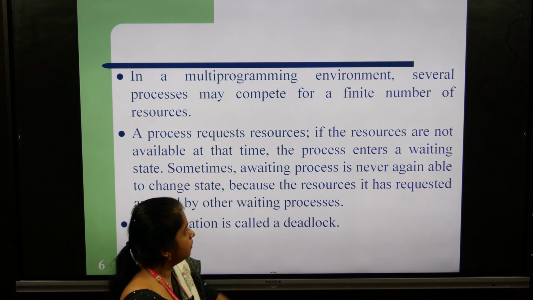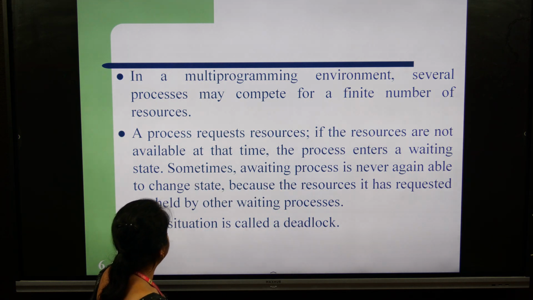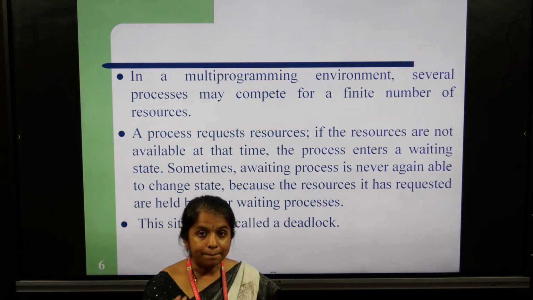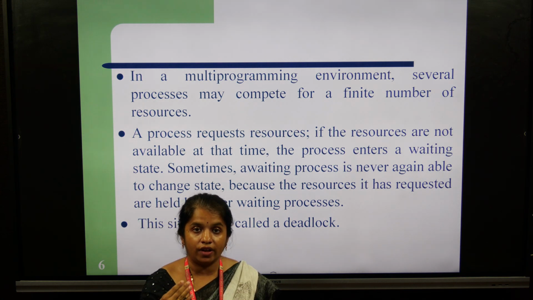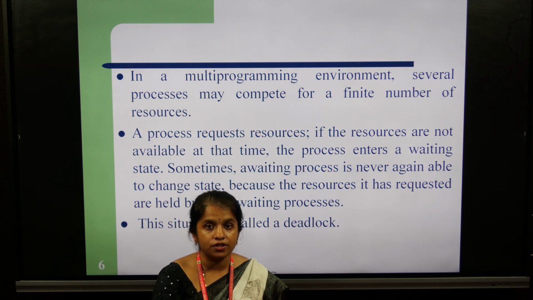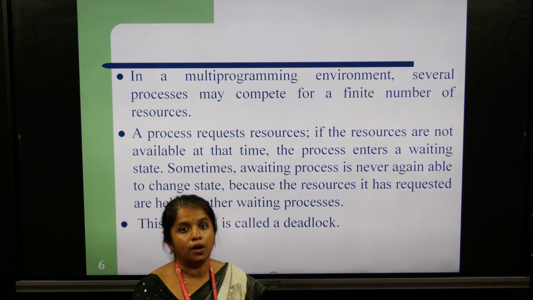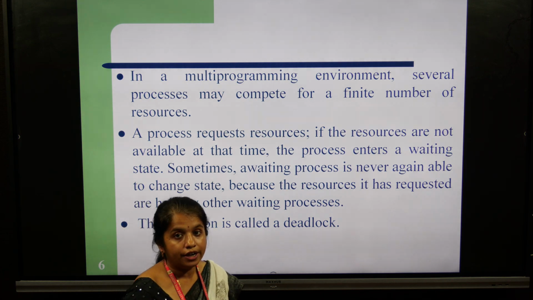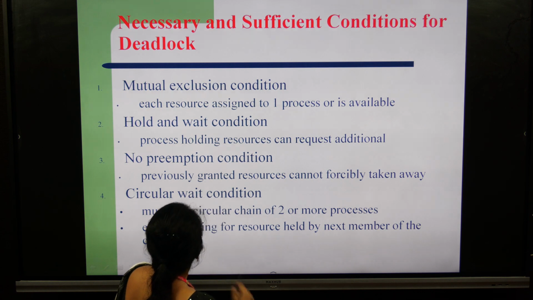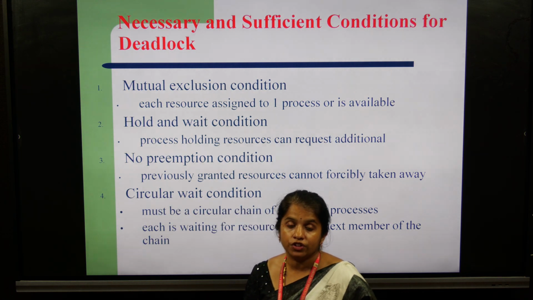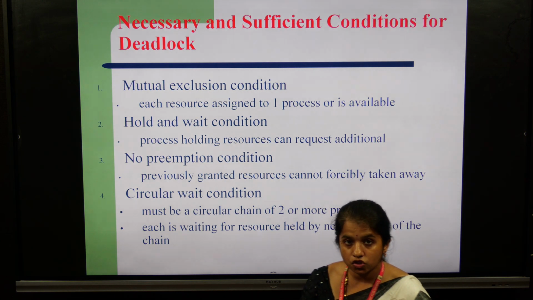Sometimes a waiting process is never again able to change state because the resources it has requested are already held by other waiting processes. Sometimes when the process is waiting in the queue, it doesn't get a chance to use that resource because one more process is already waiting for it. This situation is called a deadlock.